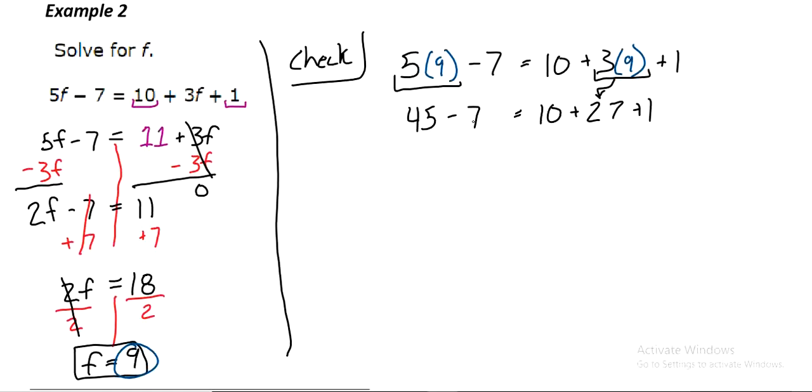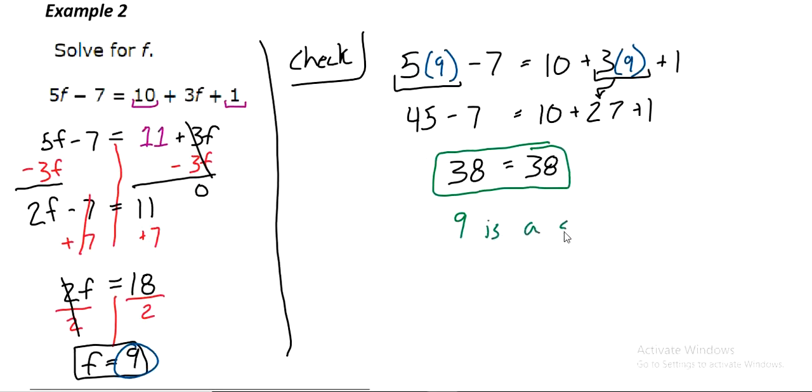All right, 45 minus 7 is going to give us 38. And over here, let's see, 10 plus 27 is 37. 37 plus 1 is 38. So sure enough, it is a solution because it makes the equation true. So 9 is a solution. There we have it.